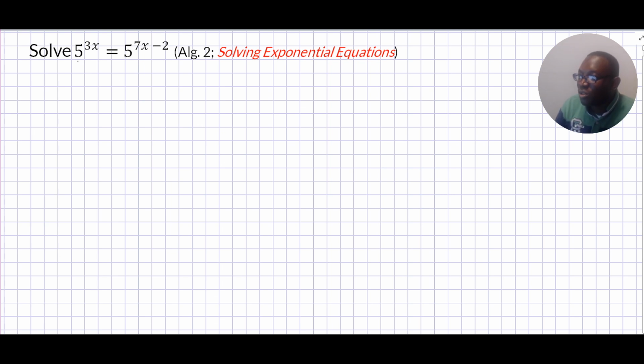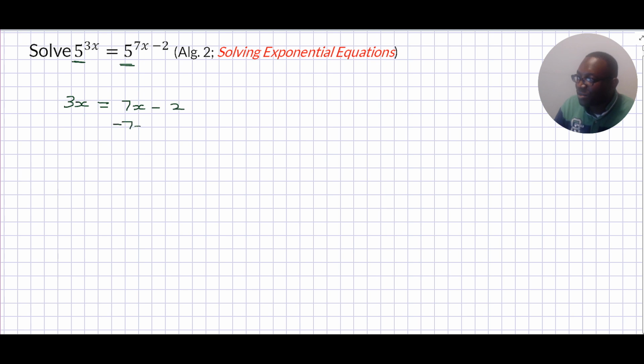When you're trying to work with exponential equations, you want to make sure that the bases are the same. And the rule is pretty simple. If the base numbers are the same, then you can equate the exponents. So here we have 5 as the base for the left-hand side and 5 as the base for the right-hand side. So what that simply means is that we can equate the exponents. So 3x is equal to 7x minus 2.